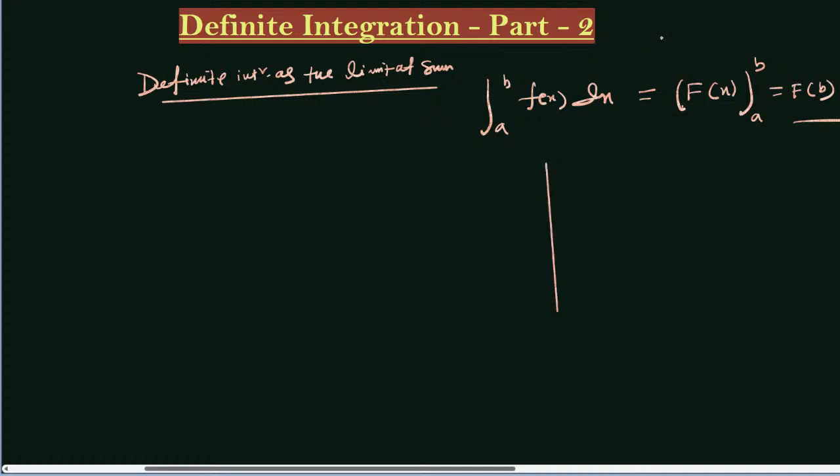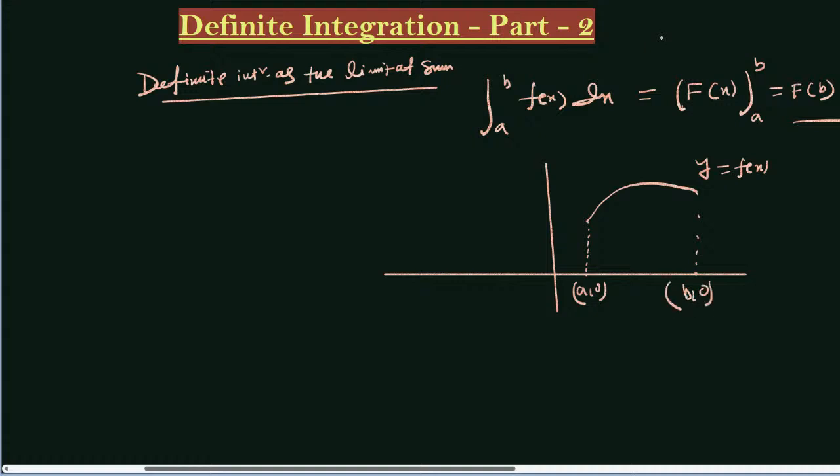And the geometrical meaning is what? This will represent the area bounded by the curve, say y equal to f(x). This end has abscissa a, this one b. So if this is y equal to f(x), this is equal to the area bounded by the curve y equal to f(x) between a and b.